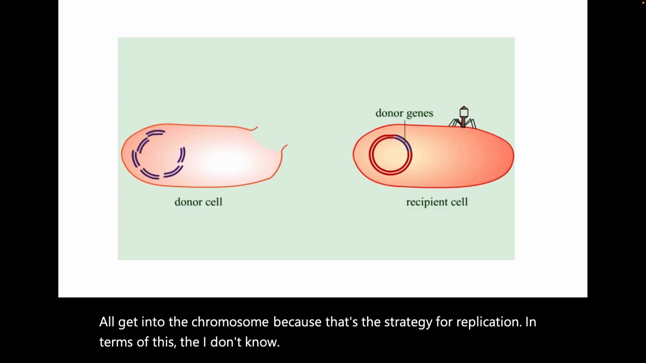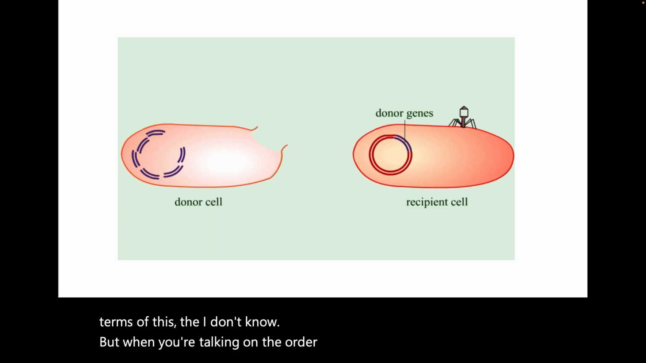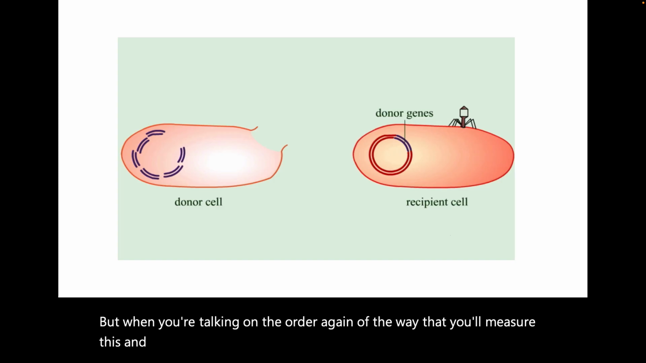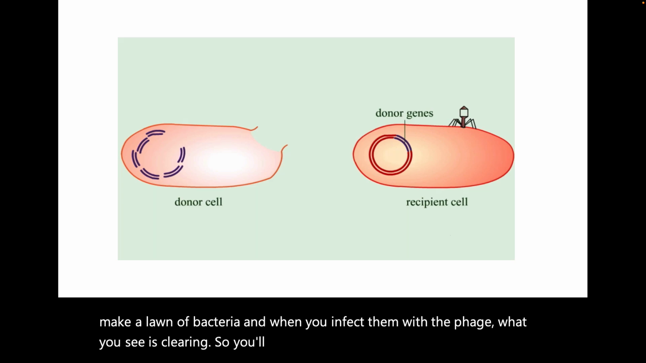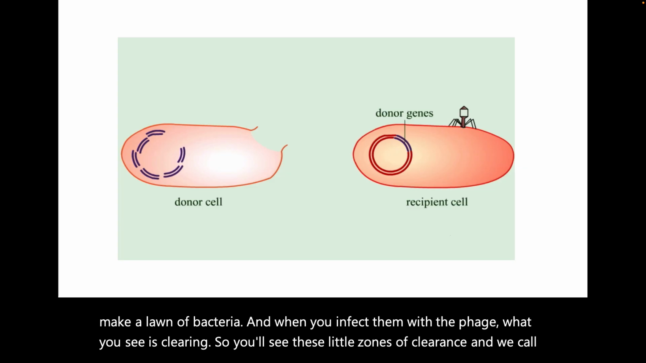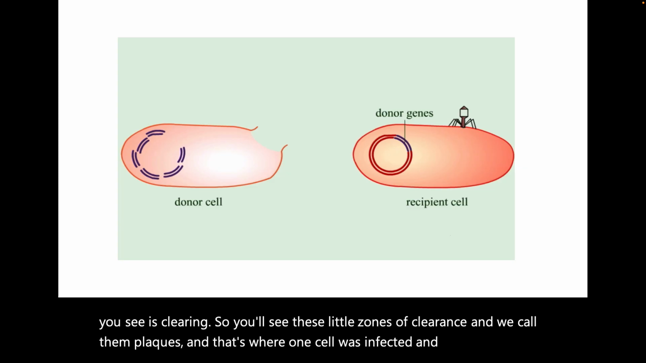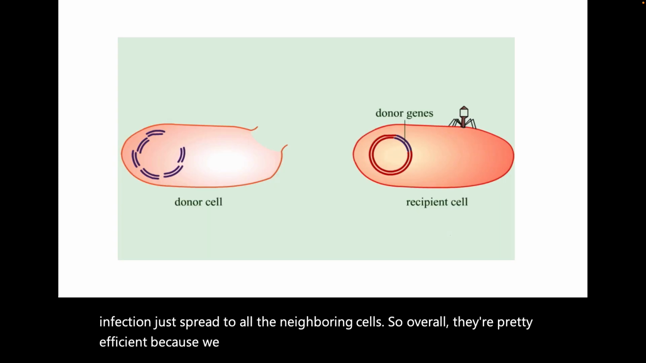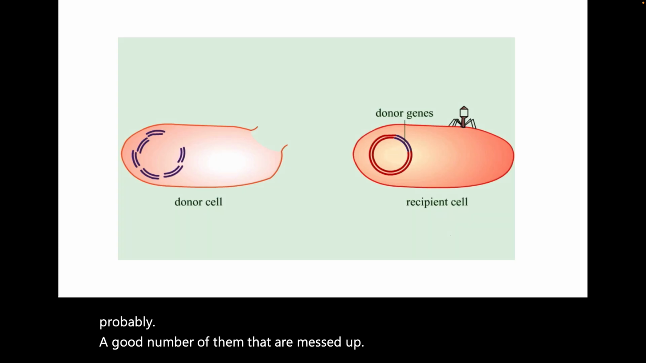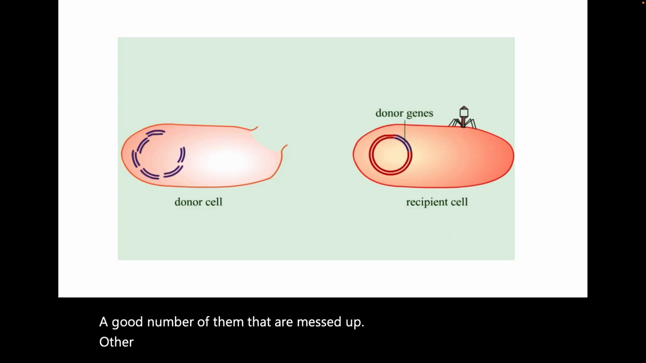But the way that you'll measure this and the way you'll see it in lab is when you make a lawn of bacteria and infect them with the phage, what you see is clearing. So you'll see these little zones of clearance, and we call them plaques, and that's where one cell was infected, and then the infection just spread to all the neighboring cells. So overall, they're pretty efficient because we do see that spread, but I imagine there's probably a good number of them that are messed up. Other questions about generalized transduction?